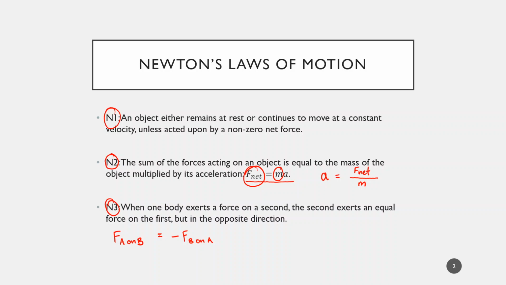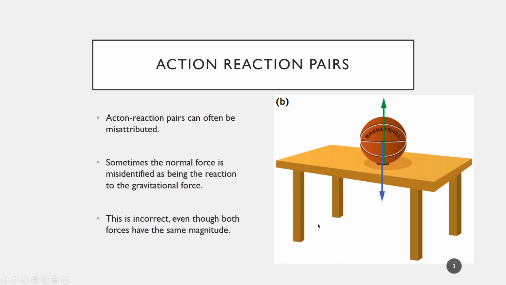This is probably one of the more misunderstood laws, and it's probably misapplied in a lot of situations. That's what we're going to get to in the next couple of slides. So, like I just said, action-reaction pairs can often be misattributed. Sometimes the normal force is misidentified as being the reaction to the gravitational force. This is incorrect, even though both forces have the same magnitude.